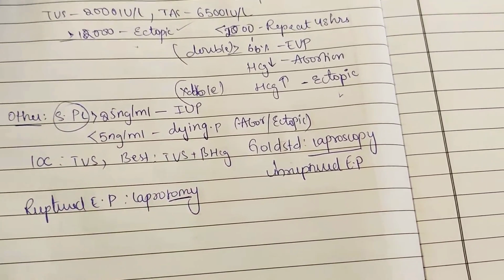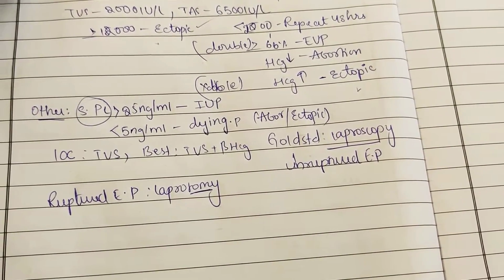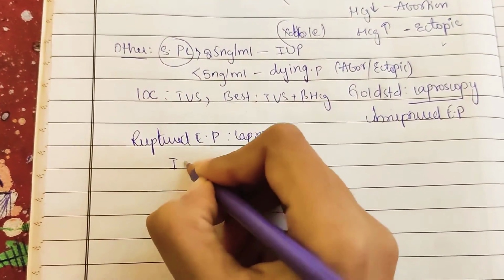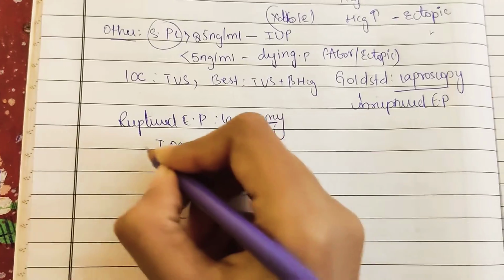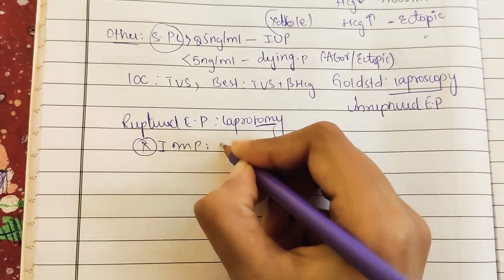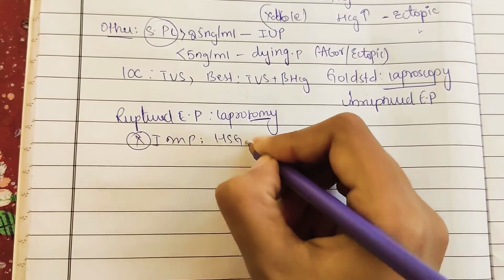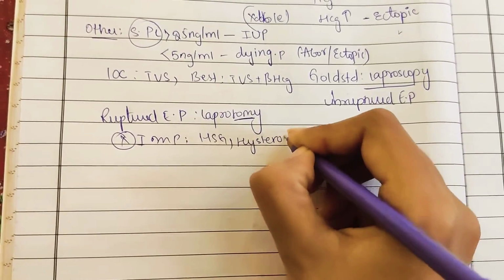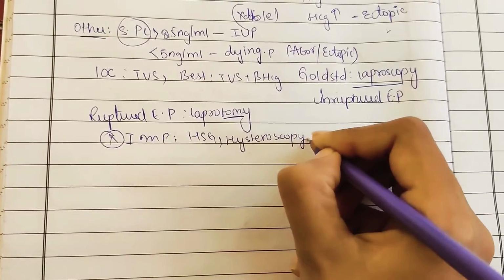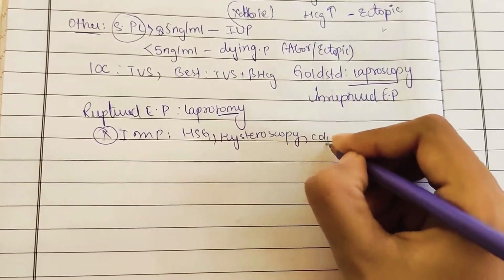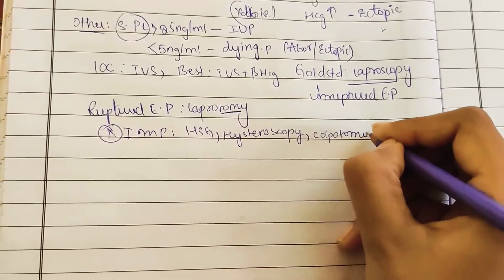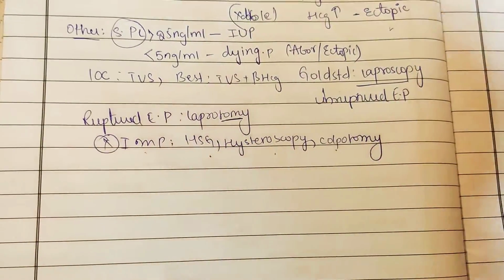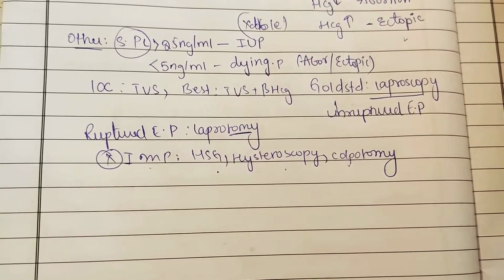Okay. So now coming to investigations which are not done in pregnancy. You will not do these investigations at all in pregnancy. Those are HSG, hysteroscopy, colpotomy. So these are the investigations which you will never use. HSG, hysteroscopy, colpotomy, never used in pregnancy.